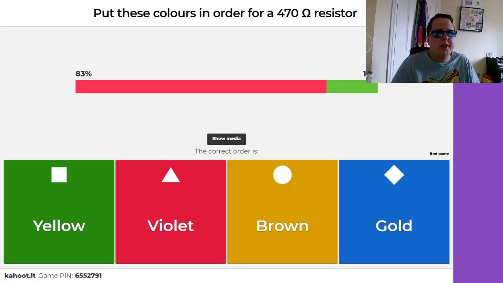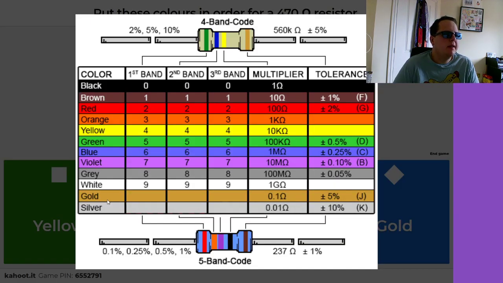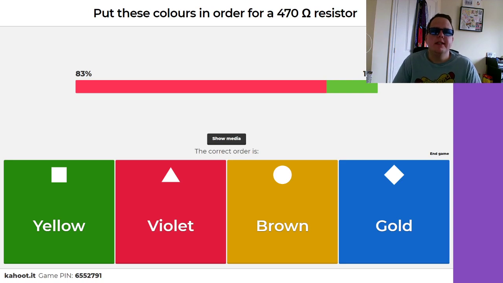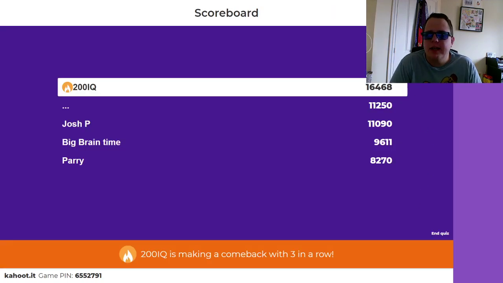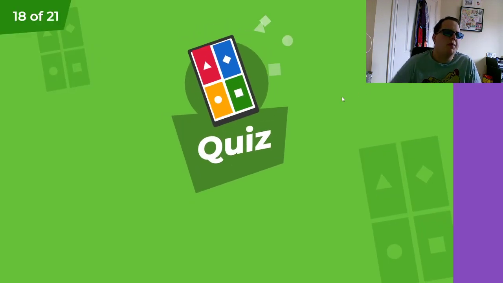Okay, so well done to, probably that's one person who got that right. The colours are going to go yellow 4, violet or purple 7, and then our third band is brown, so 47 times by 10, 470, and then gold goes on the end because that's our multiplier. Yeah, well done to 200 IQ, 3 in a run, top of the pile now.